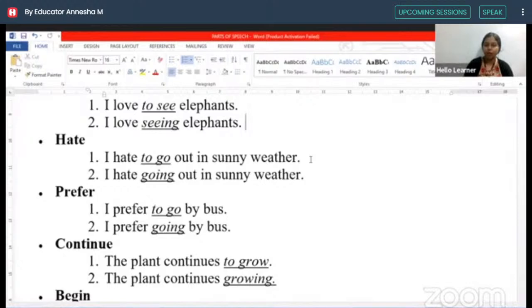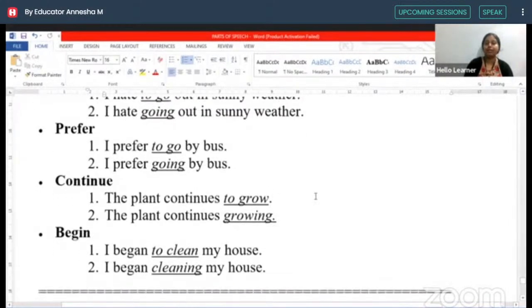I prefer to go by bus. I prefer going by bus. Same meaning, right? And the plant continues to grow. The plant continues growing. Again, the meaning is the same for both. I began to clean my house. I began cleaning my house. Okay. Both are correct. Both have the same meaning.